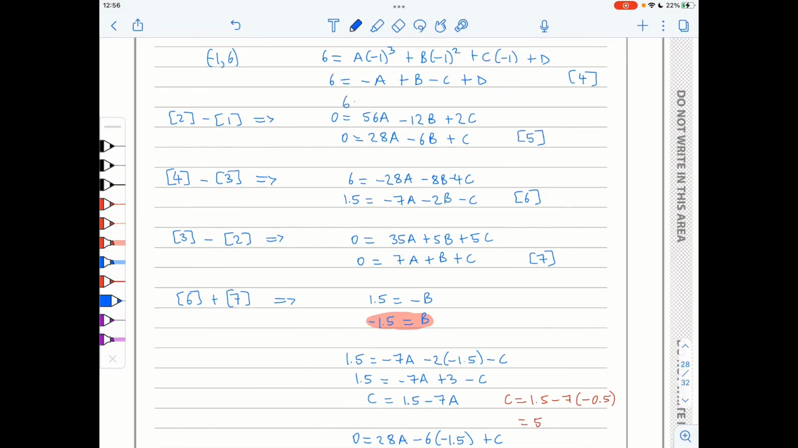I get 6 is, I'll write it in red so it's clear, 6 is minus A plus B, which was minus 1.5, minus C, which was 5, plus D. We get 6 is minus 6 plus D, and therefore we get D to be 12. We recovered the same values for A, B, C, D, but certainly through a lot more working, taking more time, increasing our chances for a mistake.